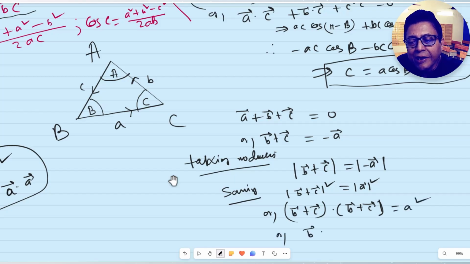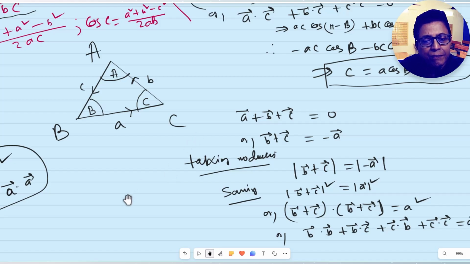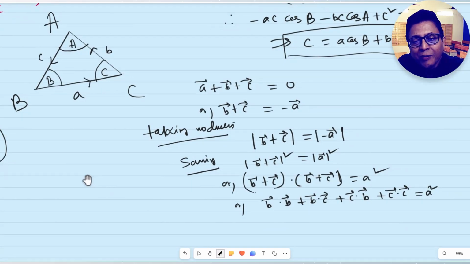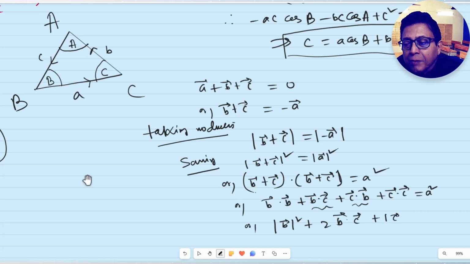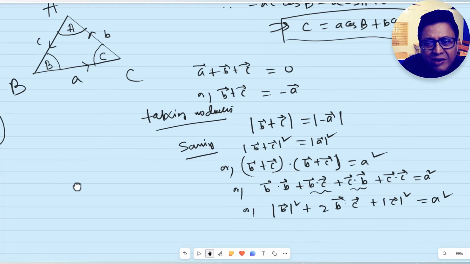This is B dot B plus B dot C, C dot B plus C dot C, equal to A squared. Okay? Clear? So B dot B is what? Mod B squared, and the commutative property is valid over there. You can write C dot B equal to B dot C. So this will be twice B dot C, plus mod C squared, equal to A squared. Mod B means B only, isn't it?